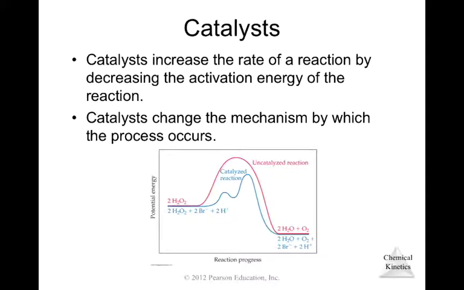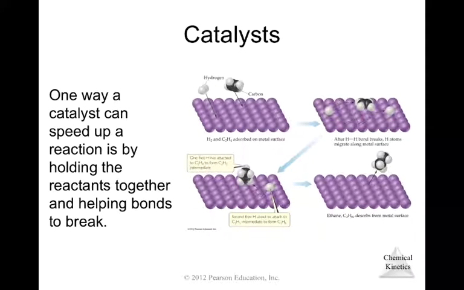Finally, talk a little bit about catalysts. These are the last things we said that can change the rate of a reaction. They can increase the rate of a reaction by decreasing the activation energy. They do something that makes it easier for the reactants to come together. They lower the energy somehow, so it's easier to get over that hump. They change the mechanism by which that process occurs. So one example is they sort of hold those reactants together and help break the bonds.